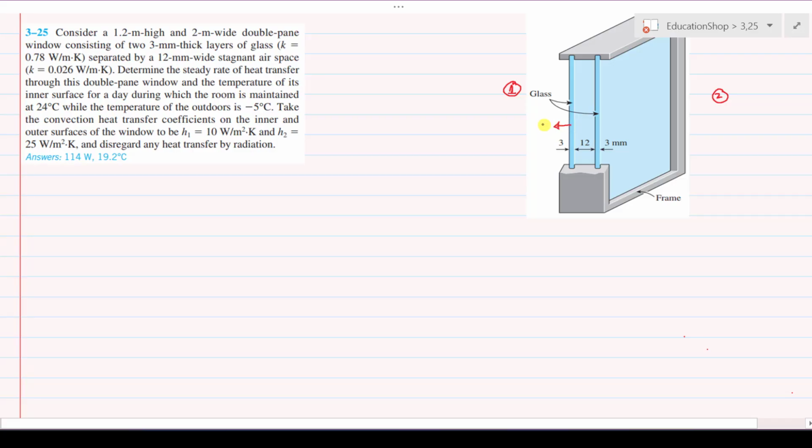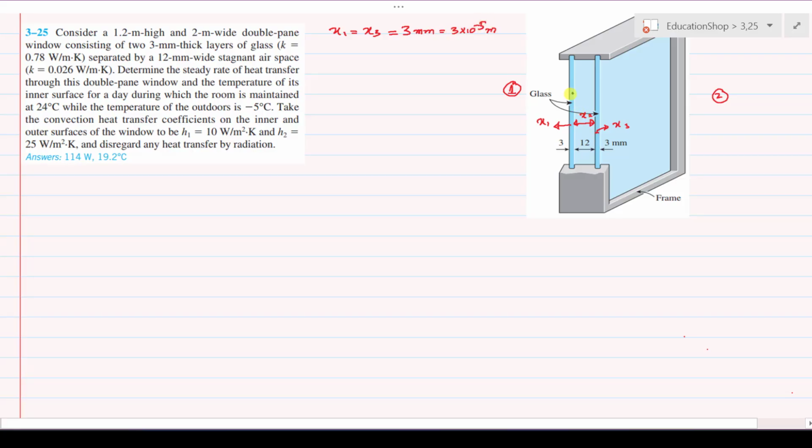This is the first layer. Its thickness is x1, and the stagnant air between these two glass has thickness x2. The thickness of the third layer is x3. If you see in the figure, the thickness of the first layer and the third layer, x1 and x3, is equal, so we can say that x1 is equal to x3 just by figure observation, and its value is equal to 3 millimeters. In other words, we can write it as 3 multiplied by 10 to the power minus 3 meter.